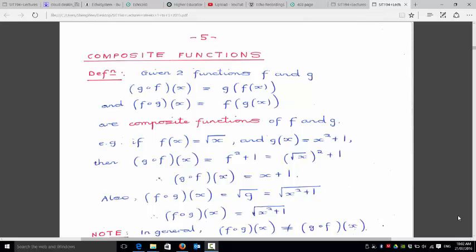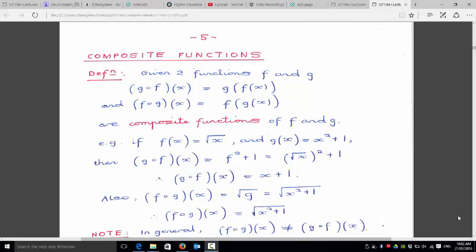We have two functions, f(x) and g(x). Then we call g(f(x)). Right now, f(x) is the variable of g(x), or we can also call f(g(x)), where g(x) is the variable of f(x). So both are composite functions.